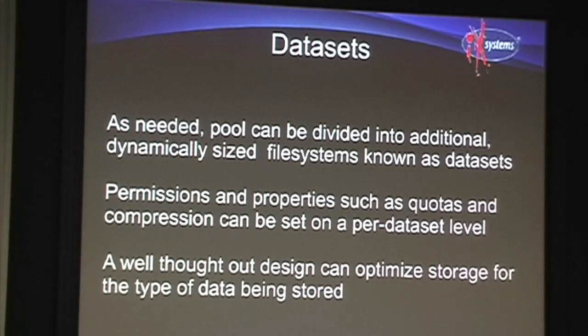Now that I have the pool, how do I start dividing it up? How do I start using my storage? So you can, as you need them, add something known as a dataset. And a dataset, you can think of it as adding another file system. It has some really cool features in it, though, that makes it really ideal for getting the most out of your storage. So file systems are dynamically sized. You can create them as you need them on the fly.